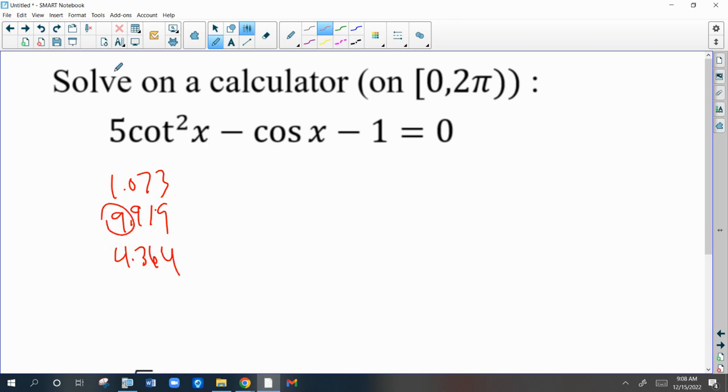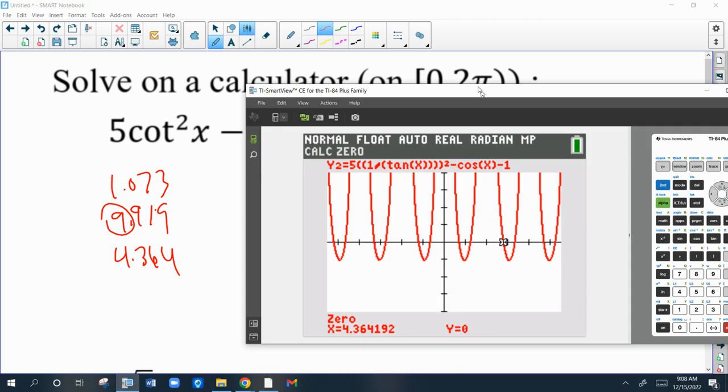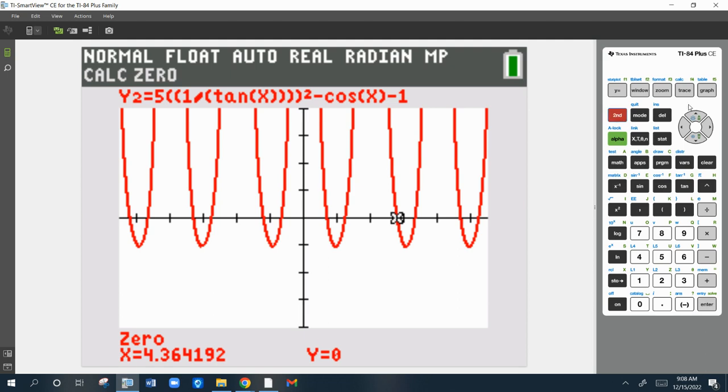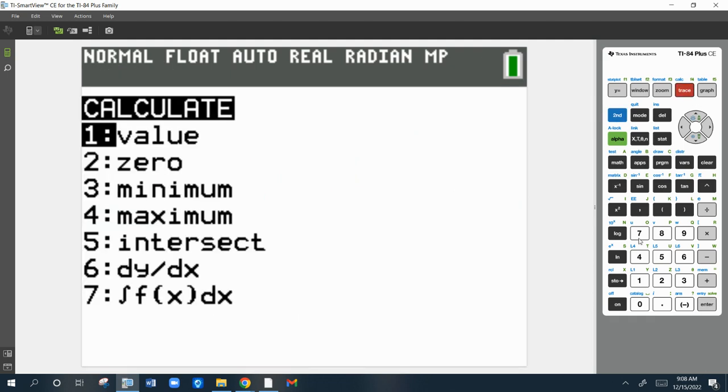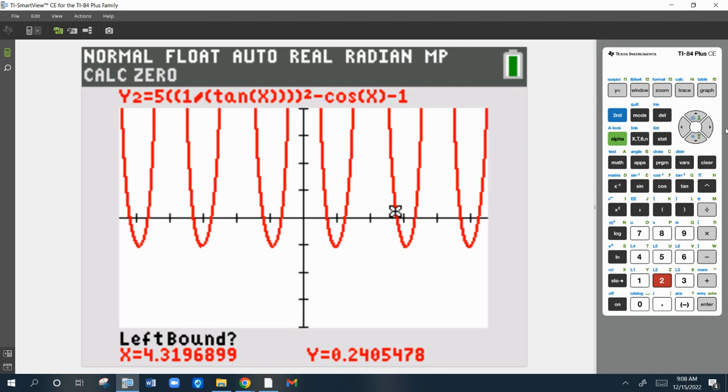Obviously, this one was wrong. You probably saw that. It can't be 9. I don't know what I was looking at. I'm going to go back to it. So second calc 0. Let me grab the last one. Left bound. Right bound. Enter for a guess. 5.210.